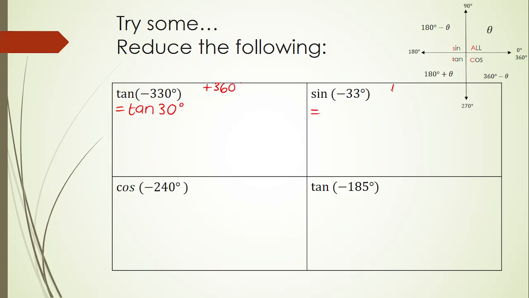I am going to add 360. So what's negative 33 plus 360? That's sine 327. Now remember, we need to reduce. So 327 is in quadrant 4, so that's going to become sine of 360 minus 33. Sine is negative in that quadrant. Great stuff. Let's look at this one.